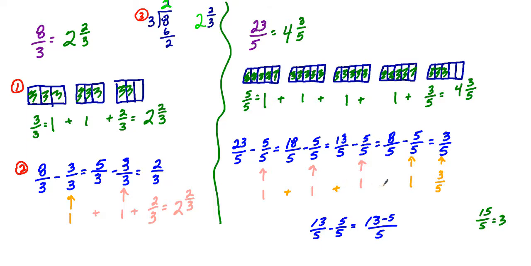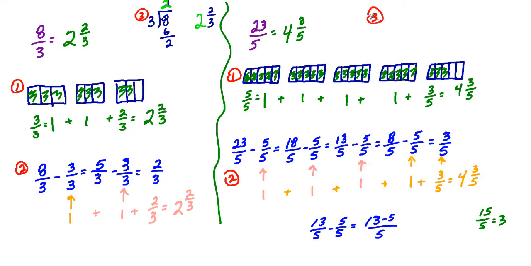So I have 1, 2, 3, 4, and 3 fifths, just like I had here. So that's the first method: do the rectangles. The second method, do the subtraction.